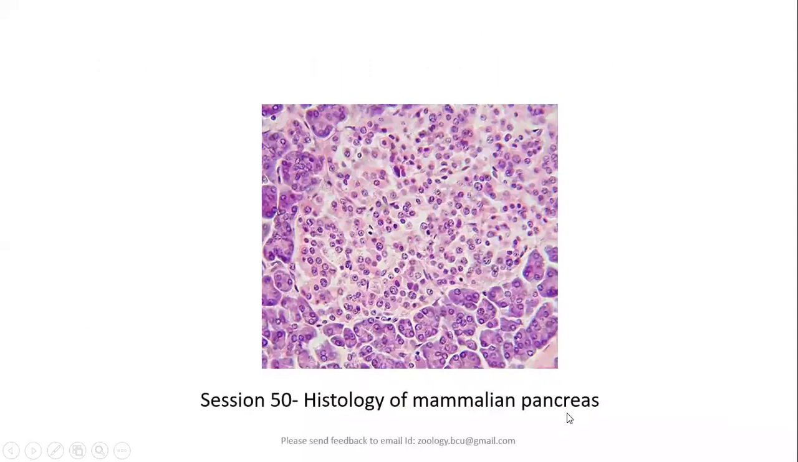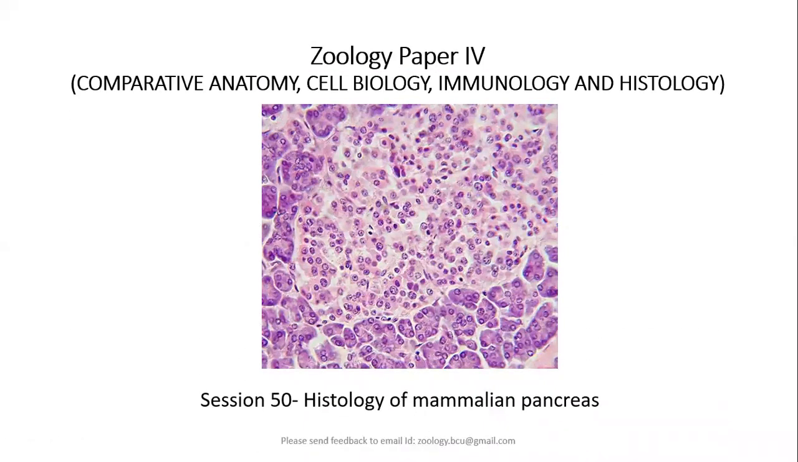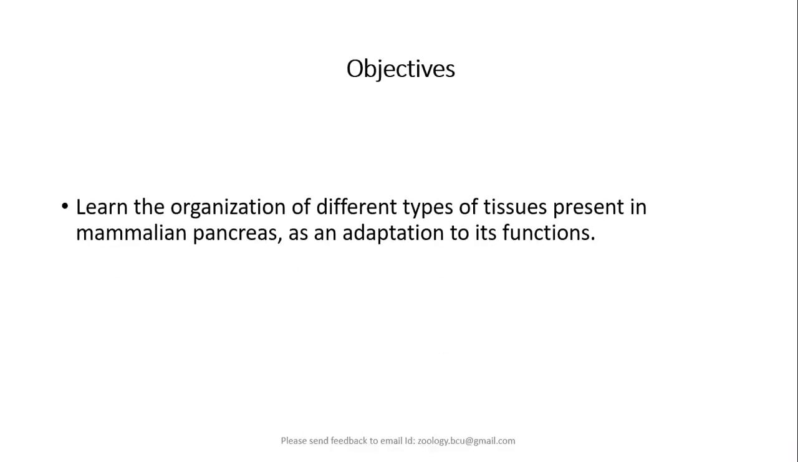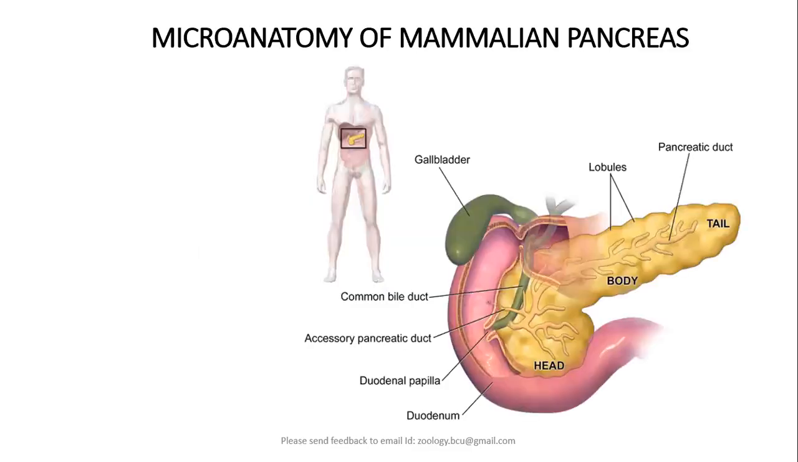Welcome back to session 50, in which we are going to learn histology of the pancreas under the zoology paper 4. So when we learn the organization of different types of tissues present specifically in the mammalian pancreas, we are going to definitely appreciate its structural adaptations to its functions.